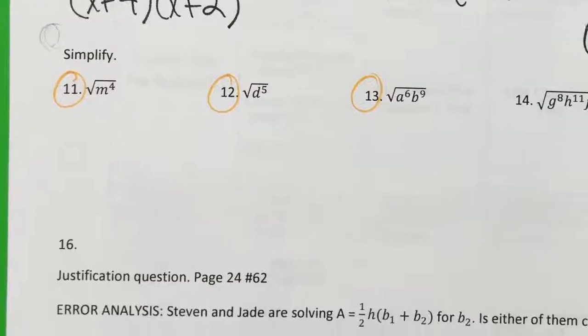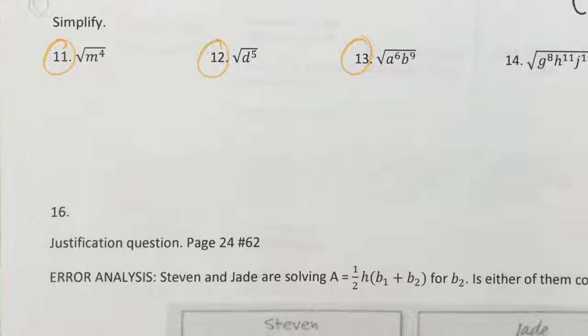Alright guys, y'all grab those three. We're going to talk about these. Okay? 11, 12, and 13. Talk about those guys real quick.